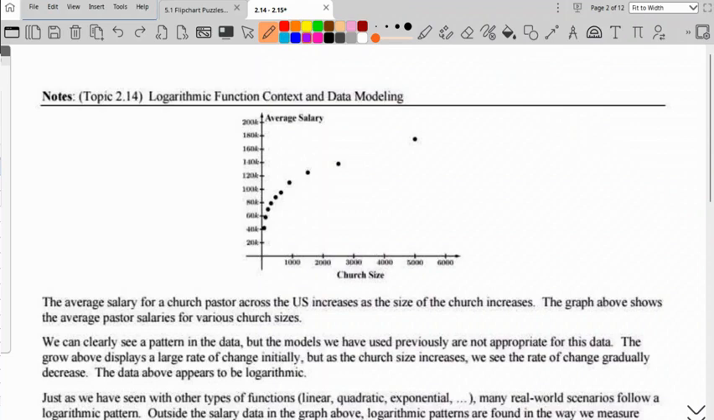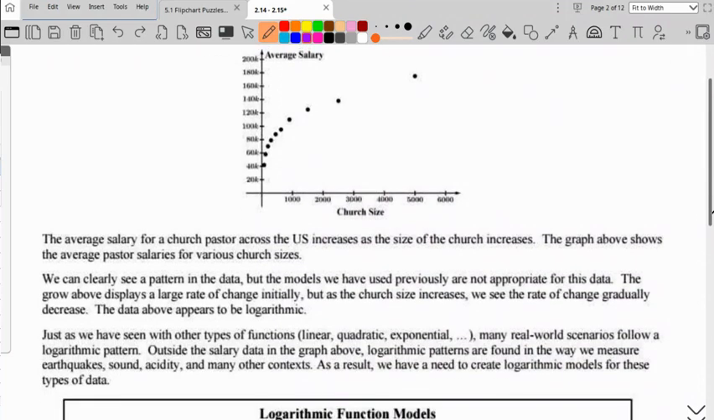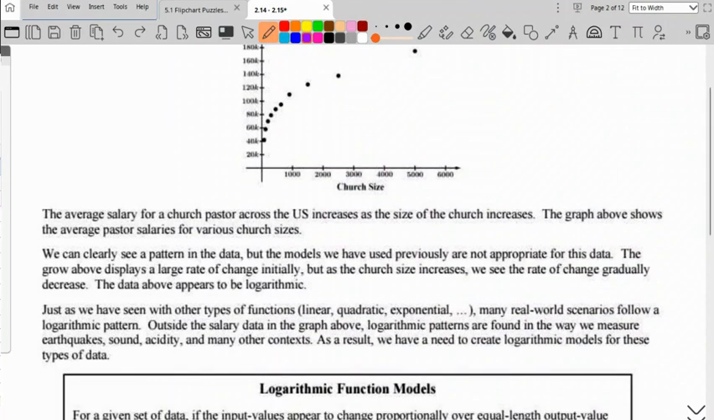The data above appears to be logarithmic. Just as we have seen with other types of functions, linear, quadratic, and exponential, many real-world scenarios follow logarithmic patterns. Outside of the salary data in the graph above, logarithmic patterns are found in the way we measure earthquakes, sound, acidity, and many other contexts. As a result, we have a need to create logarithmic models for these types of data.